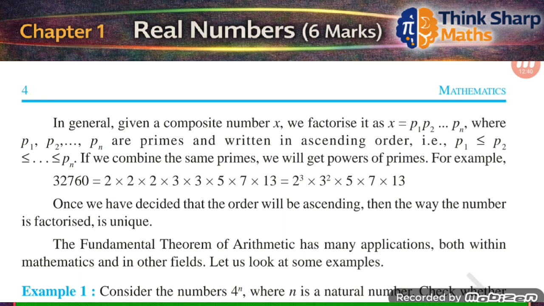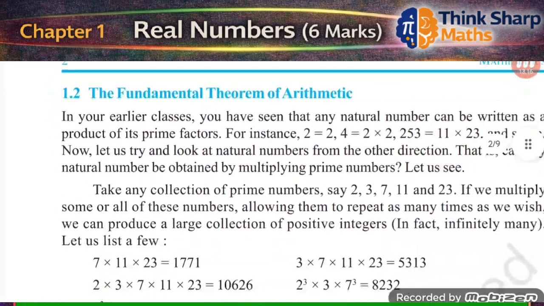So once we have decided that the order will be ascending, then the way the number is factorized is unique. Now we can say it is unique without mentioning that line, if you mention it like p1 has to be less than or equal to p2 and p2 has to be less than or equal to p3, like that. The fundamental theorem of arithmetic has many applications both within mathematics and in other fields also. So in the next video we are going to see some examples of how we use the fundamental theorem of arithmetic. Quickly we will recap what we have studied.